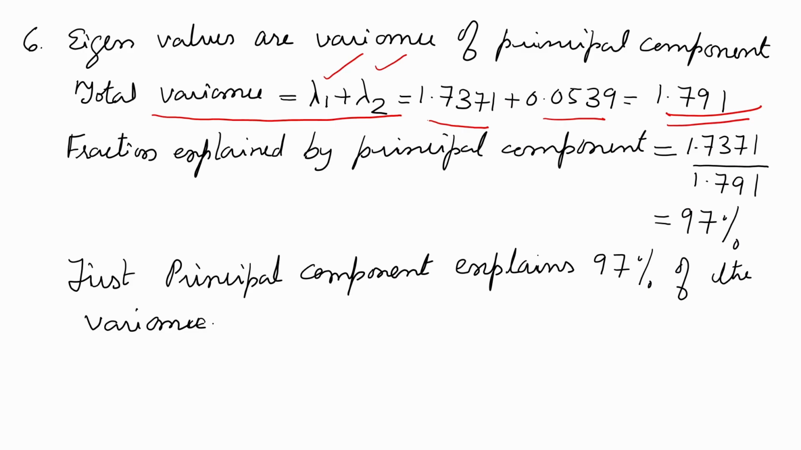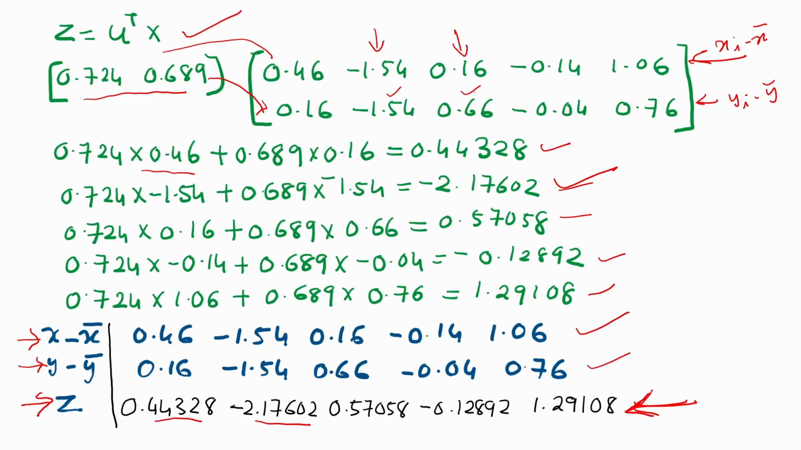So the fraction explained by a principal component is the eigenvalue of that component divided by the total. For the first principal component, corresponding to the first eigenvalue, 1.7371 divided by 1.791 gives 97%. So the first principal component explains 97% of the variance. That is the meaning of it. This is actually the reduced dimension. When you use principal component analysis, this is what you are supposed to get as the answer.